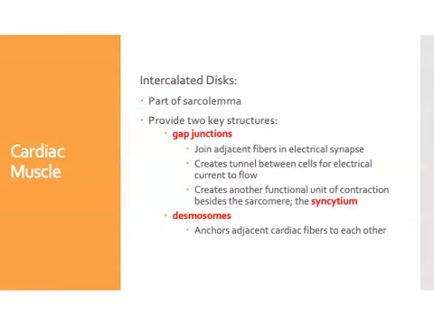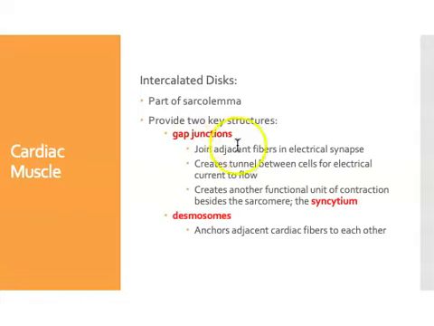Let's take a minute and talk about the structure of these intercalated discs. These discs are actually part of the sarcolemma. I'll show you a drawing of these in just a moment, but for now, understand that they have two key structural features. Each disc that connects two cells, each disc has two parts to it, in other words. It has what we refer to as gap junctions, and it has desmosomes.